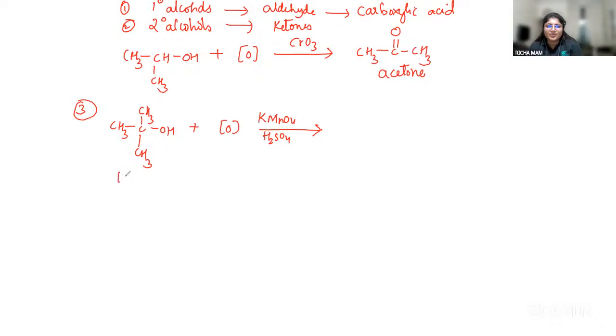So what is the name of this? It is a tertiary, so 1, 2, 3, 4 carbons. So tertiary butyl alcohol. It is a tertiary group because three CH3 groups are attached to the carbon. So it is a tertiary butyl alcohol. So what will form? It will give you acetone.